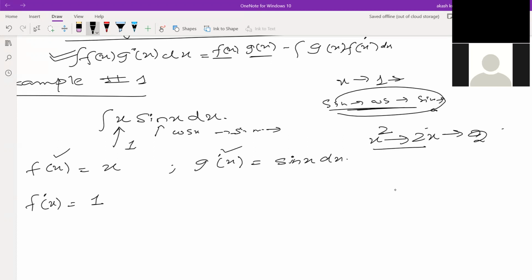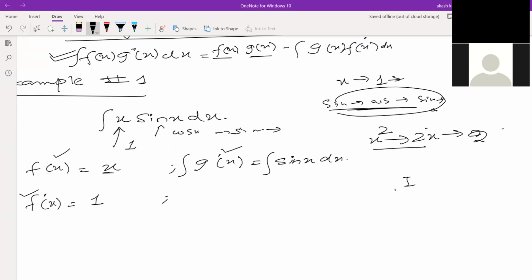This is where we need a function that is reducible. We can't select sine as f of x, because when we differentiate it, it's going to be cos x, and then we differentiate again, it's going to be minus sin x. We need a function that is reducible here. Is my point clear? Yes, until now. Okay. And to get g of x, we have to integrate it.